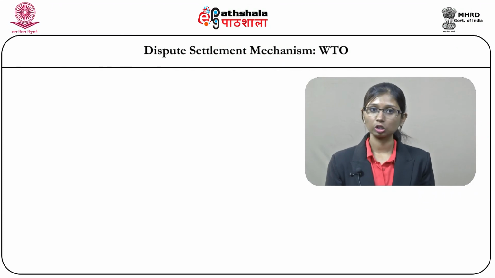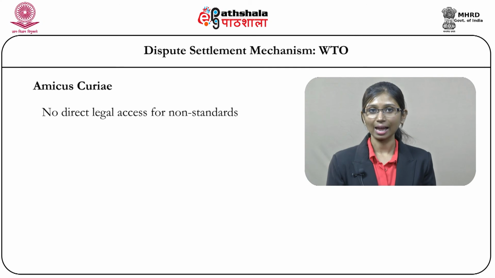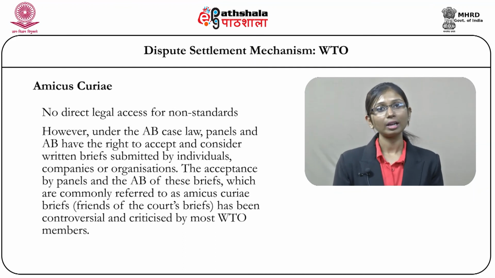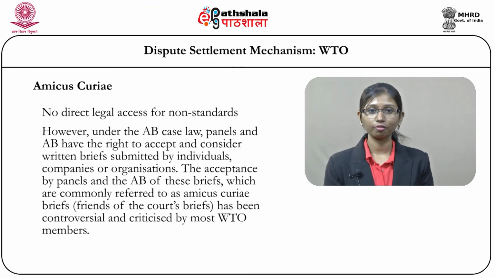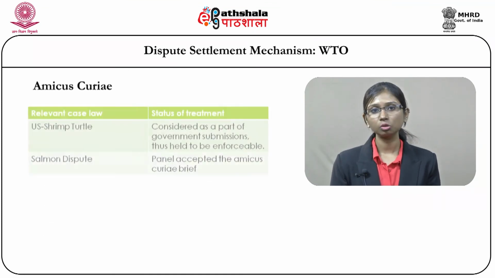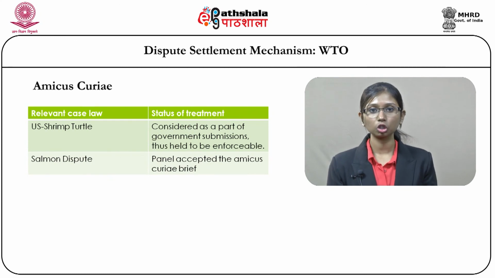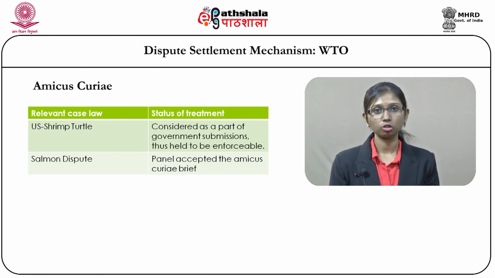Now, dealing with the last aspect of my presentation, which pertains to amicus curiae briefs. It is agreed that there is no direct legal access provided to non-members before the WTO. However, under the Appellate Body case law and panel reports, there have been a few instances where individuals, companies and organizations have referred to themselves as amicus curiae, or friends of the court, and have been involved in the claims that have been presented. For instance, two relevant cases which deal with amicus curiae briefs include, first, the famous US Shrimp Turtle case, which involved an amicus curiae brief by an NGO dealing with environmental standards that should have been presented before the panels for adjudication of the claim.